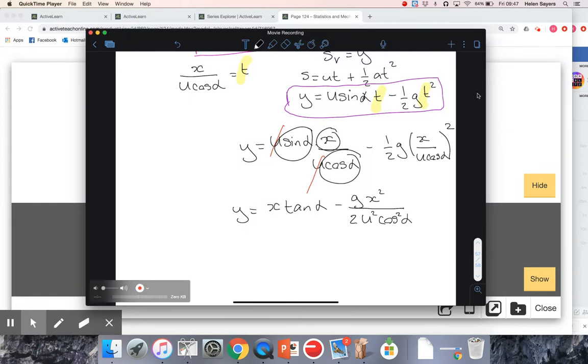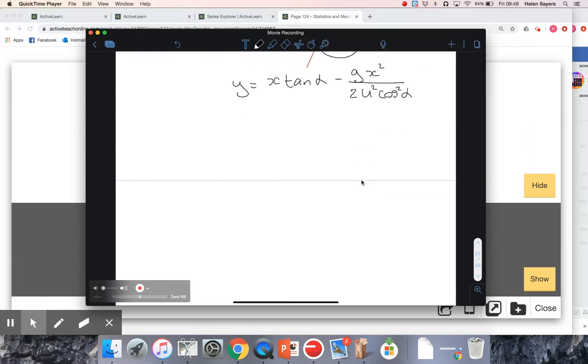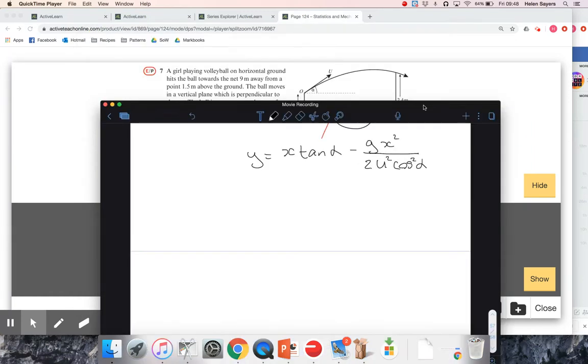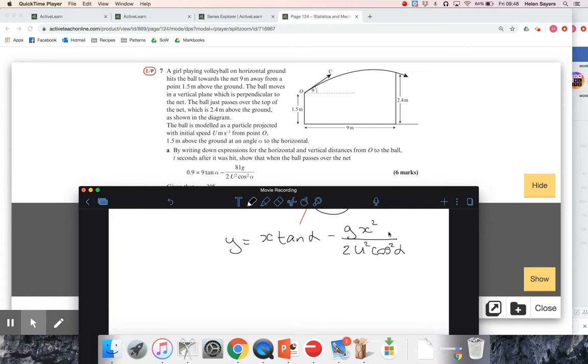Okay, so let's put that up to the top and see how that compares to what we want. So I've obviously got the tan alpha, I've got the u squared, and I've got the cos squared. I've got g, but there's no x and y. So if I read back through the question and see if I can substitute in, see if they give me a specific point, and they do, because they tell me that the ball just passes over the top of the net.